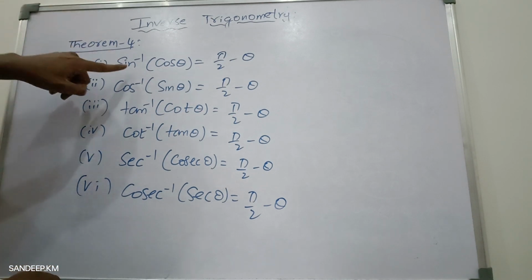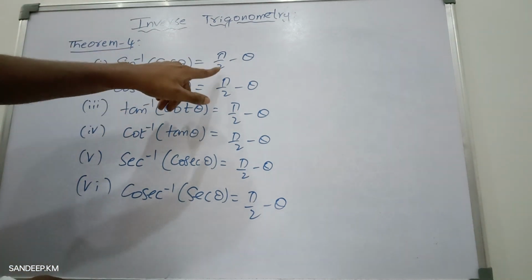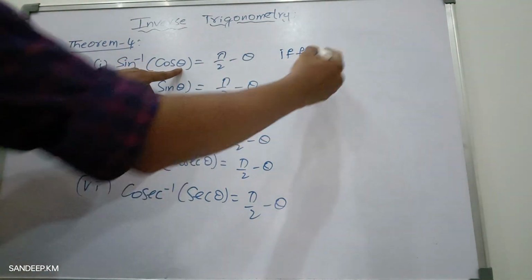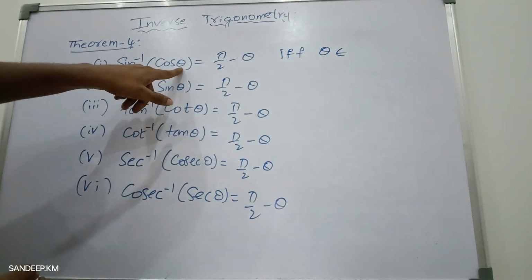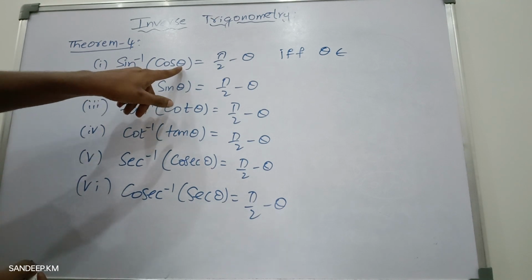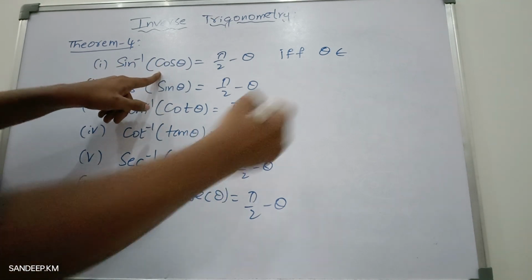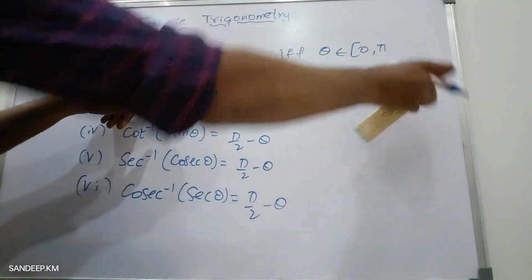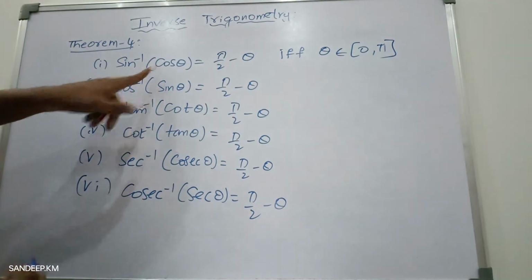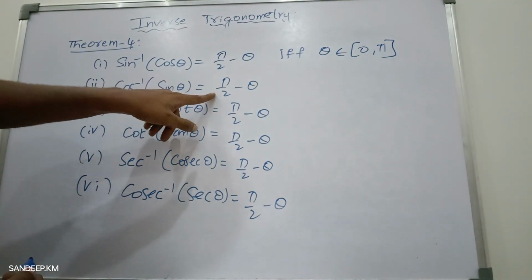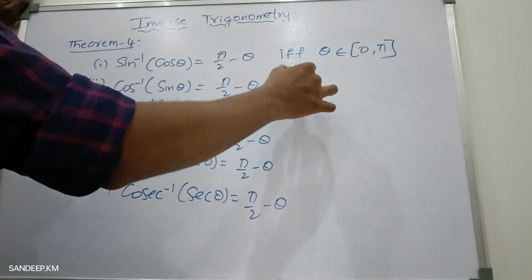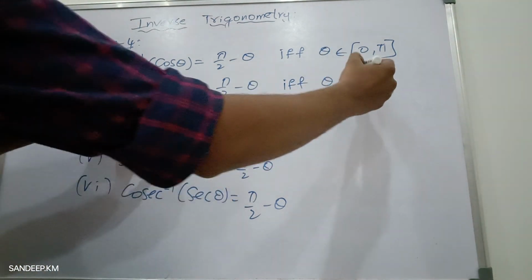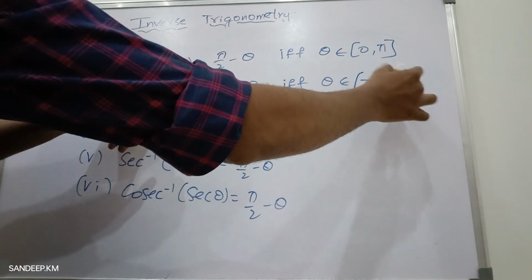But sin inverse of cos theta is equal to pi by 2 minus theta if and only if theta is present in the restricted domain of cos function. What is it? From 0 to pi. Similarly, cos inverse of sin theta is equal to 90 minus theta if and only if theta is present in the restricted domain of sin function. What is it? From minus 90 to plus 90.